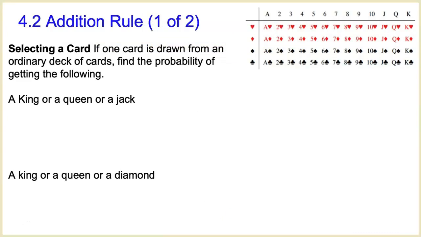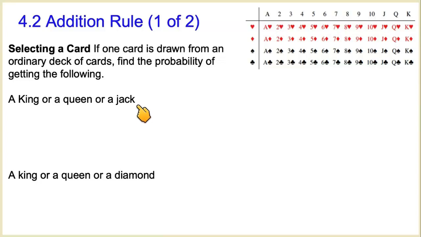So we'll continue. This is where we can formalize what the addition rule is. We've mainly been using it in 4.1, and even in the previous example, anytime we see the word or, I've been adding the numbers together. I just haven't really said that yet. So this is where we can formalize what the addition rule tells us.